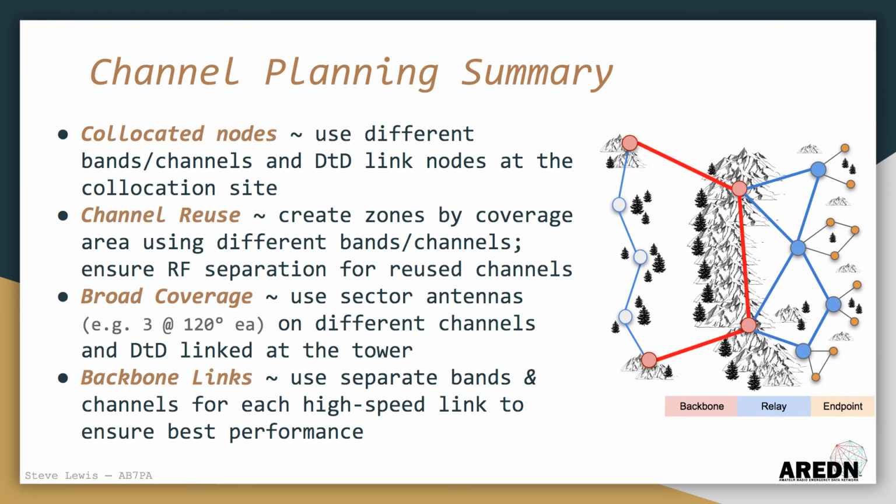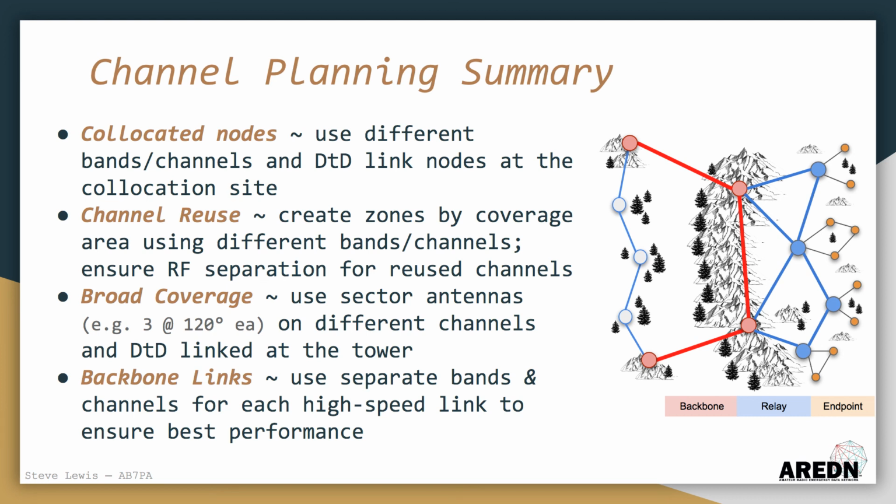Here's a summary of some of the things we've covered so far. Configure your co-located nodes to use different bands and channels, and then set up DTD links between the nodes to ensure that the traffic is routed efficiently without generating RF contention or delays. The OLSR routing protocol will give the DTD path priority when passing traffic between the co-located nodes.